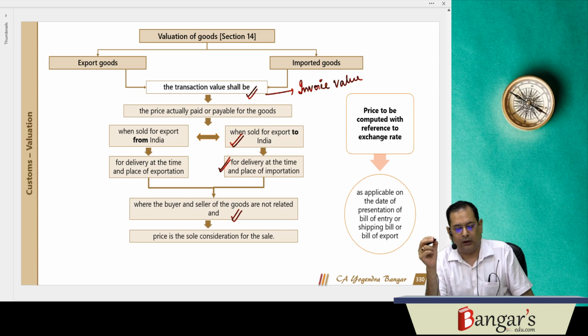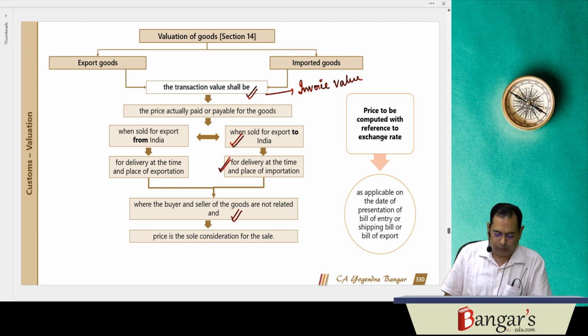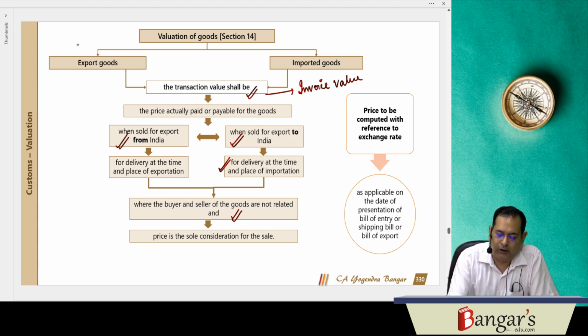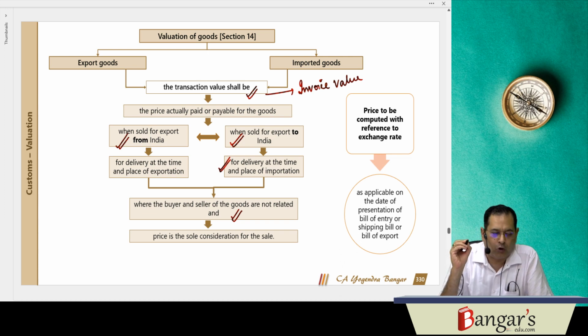Now, in case of export also, the provisions of section 14 are applicable. What the provisions of section 14 state is that the value of the export goods shall also be the transaction value. The value of export goods is the transaction value, that is the price actually paid or payable for the goods when sold for export from India, for delivery at the time and place of exportation.